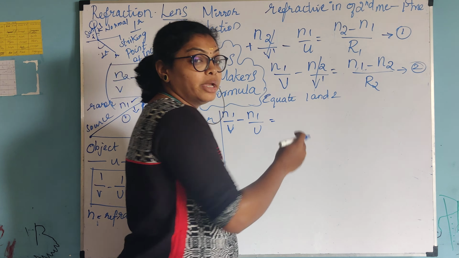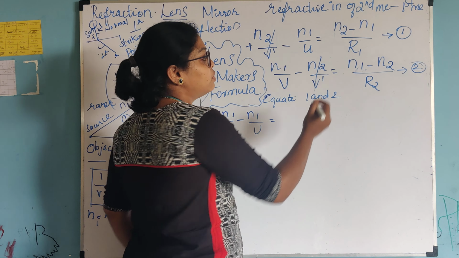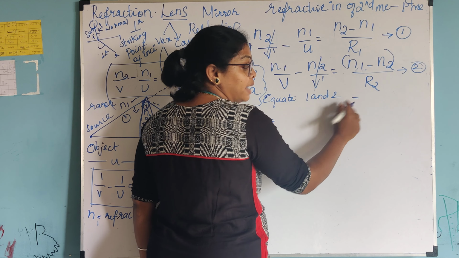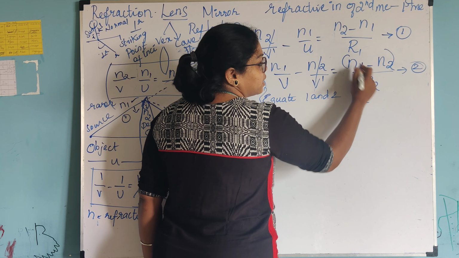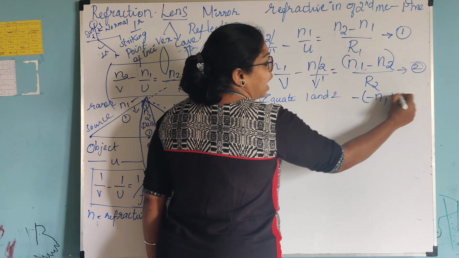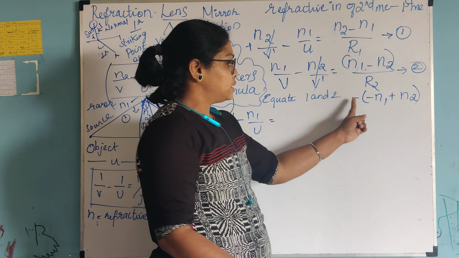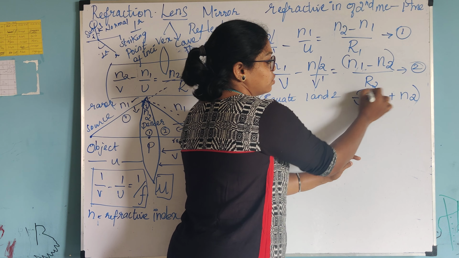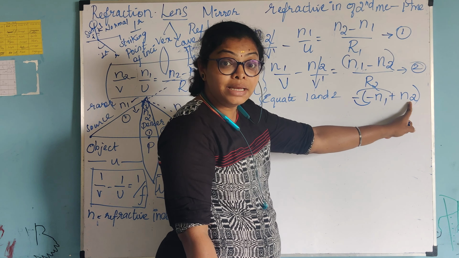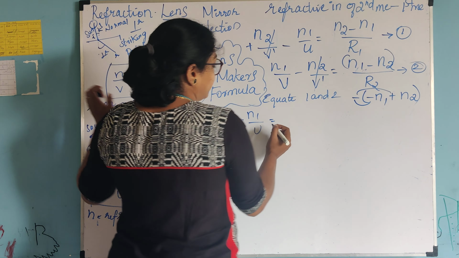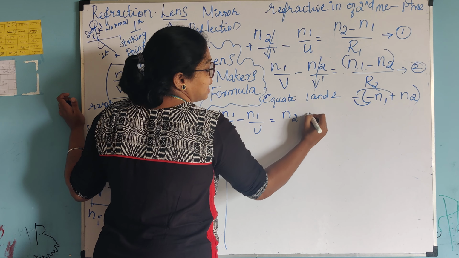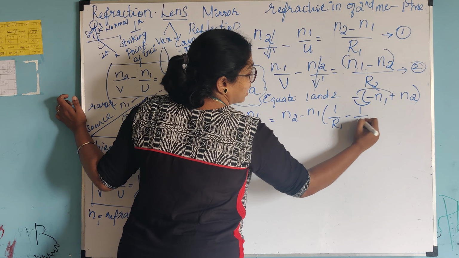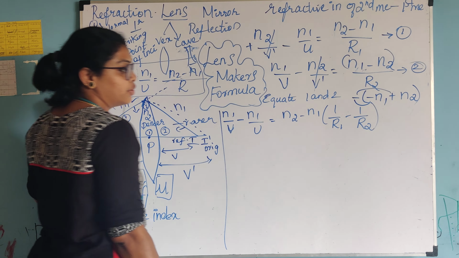Only if it is N2 minus N1, I can take this as common. So what I am doing here is taking the minus outside. Then this will become minus N1 and this will become plus N2. Taking this minus inside, minus into minus is plus, and minus into plus will become minus, so you will have minus N2. Hope you understood. So when I take this minus outside, I can write this as N2 minus N1 divided by 1 by R1 minus 1 by R2.